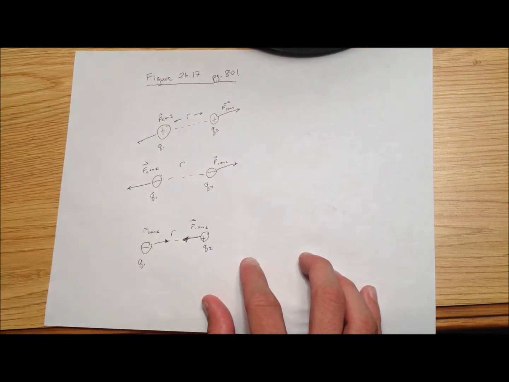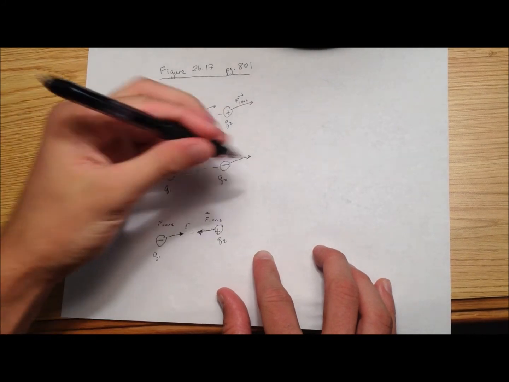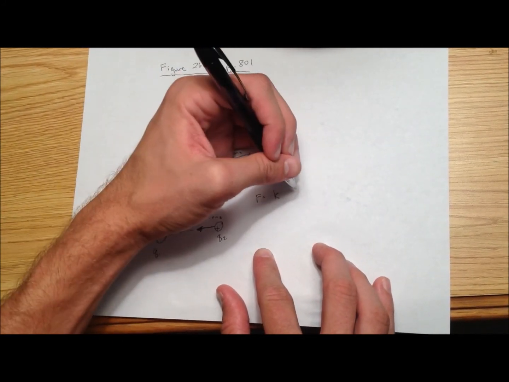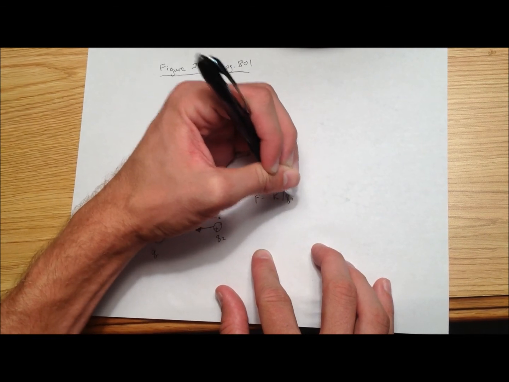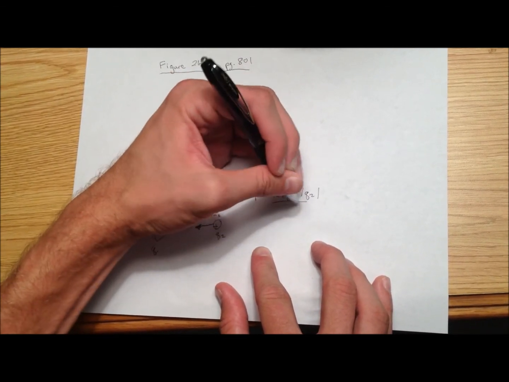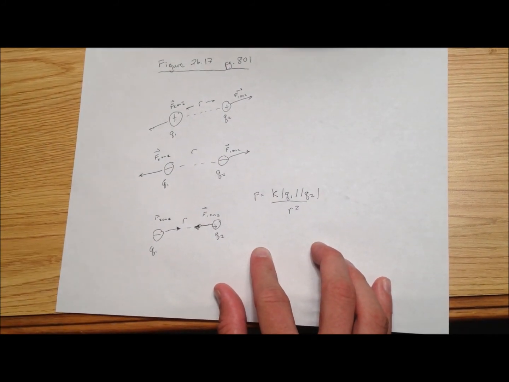So yeah, it's a pretty simple diagram. We all know how to calculate what this force actually is. The magnitude of it is F equals k, which is the constant, times the absolute value of Q1, the absolute value of Q2, all over r squared. And yeah, that's how we would solve it if we actually had numbers. Alright.